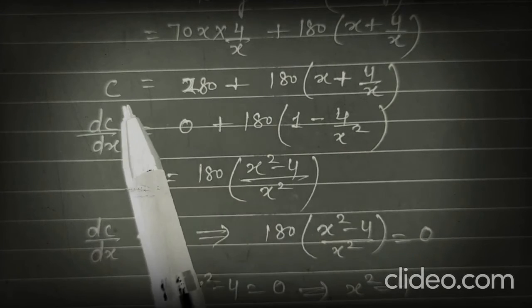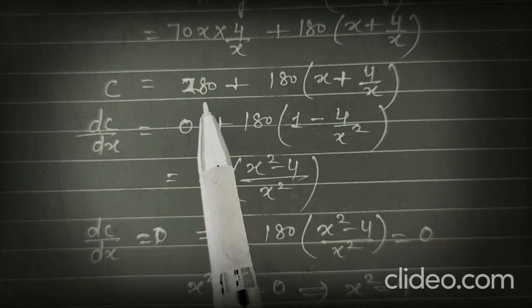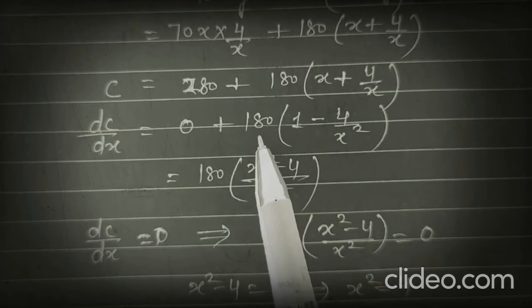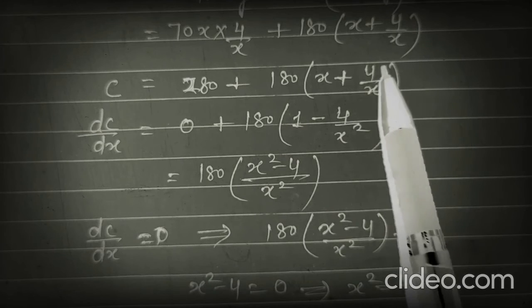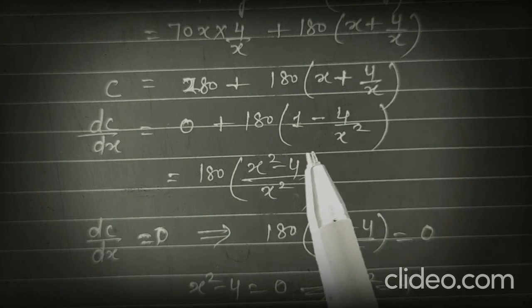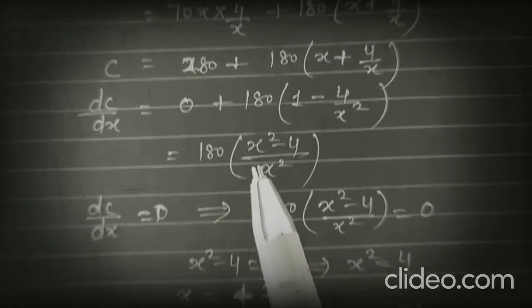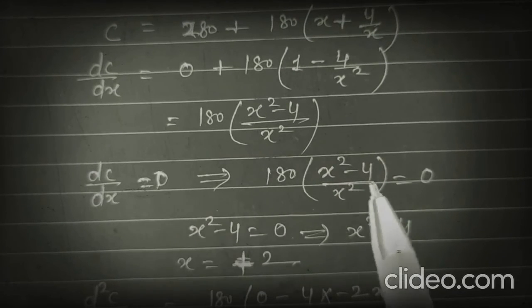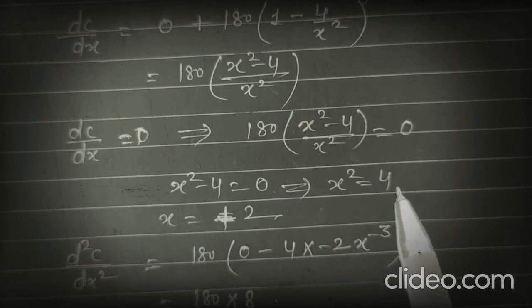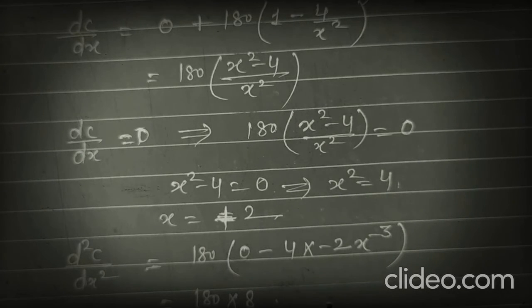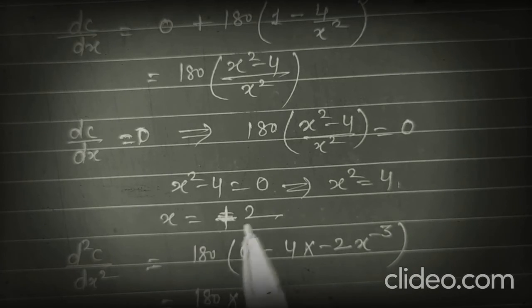Firstly we will take the derivative with respect to x. The derivative of 280 is 0. It is 180 times, the derivative of x is 1, plus 4 upon x, where 4 stays as it is and the derivative of 1 upon x is minus 1 upon x square. Taking the LCM and setting this to 0, we find x. The value of x is 2 because x square is 4. x can be plus or minus 2, but we cannot take minus 2 because the side of a rectangle cannot be negative. So x is 2.